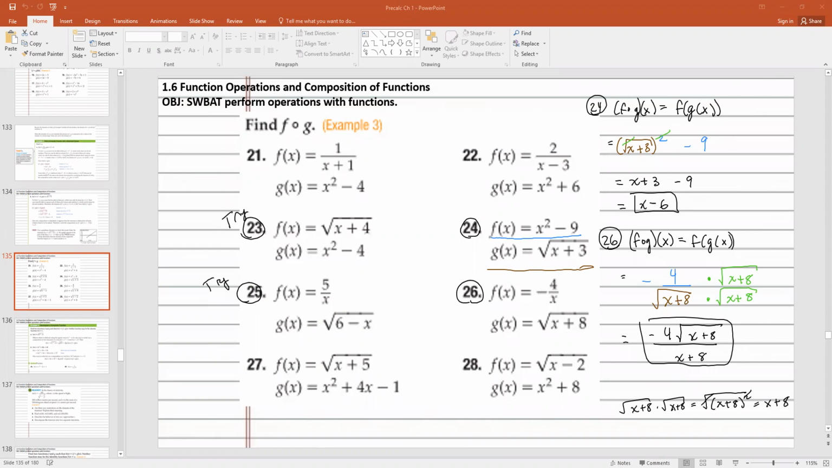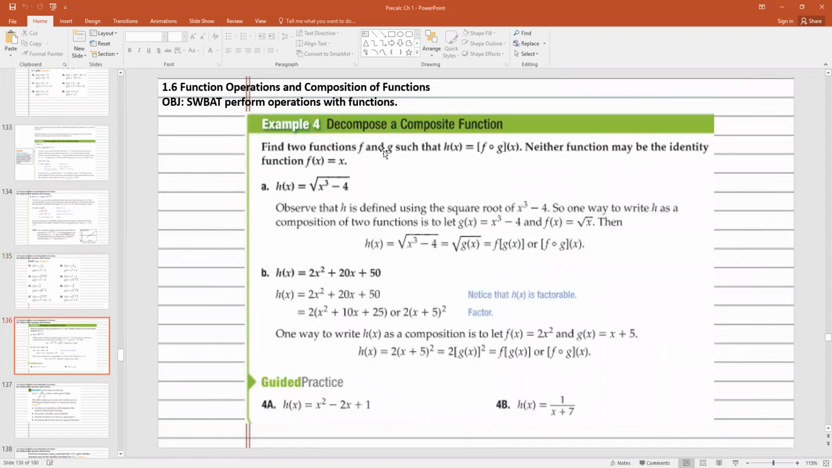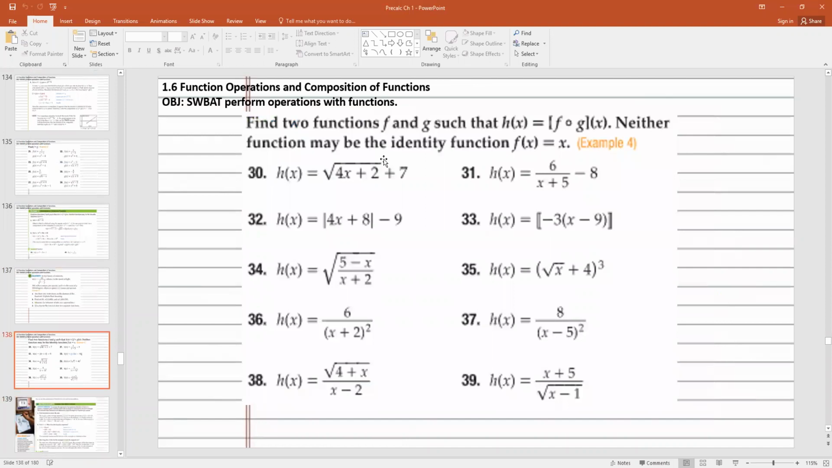Where are the notes? There we go. Okay, was that it for this section? I also have 37 in my notes. Oh, okay.